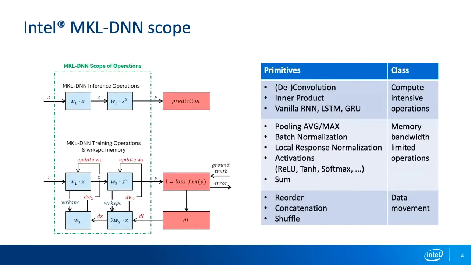It's important to start with what the library is and what it's not. Everything in the green square is what MKL-DNN does. What it does not do are things like final predictions in an inference chain. It does not calculate a loss function for you. It does not update the weights. So it doesn't do any of that stuff. It just does these compute-intensive operations.